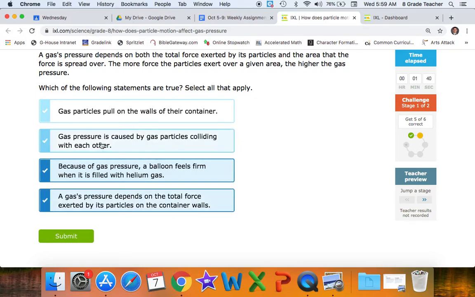So is gas pressure caused by particles colliding with each other? It's more about them colliding with the wall than colliding with each other. But gas pressure does depend on the total force exerted by the particles on the actual walls. So not when they're providing pressure on each other, but on the walls themselves.